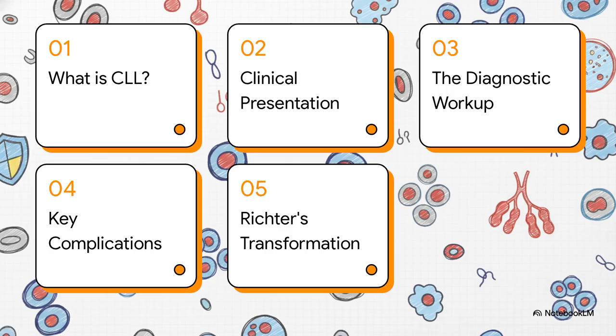So here's our game plan. First, we'll nail down the basic definition of CLL. Then, we'll look at how patients actually show up in the clinic. After that, we'll walk through the entire diagnostic workup, cover the key complications you need to be watching for, and then we're going to zoom in on a really critical event called Richter's transformation.